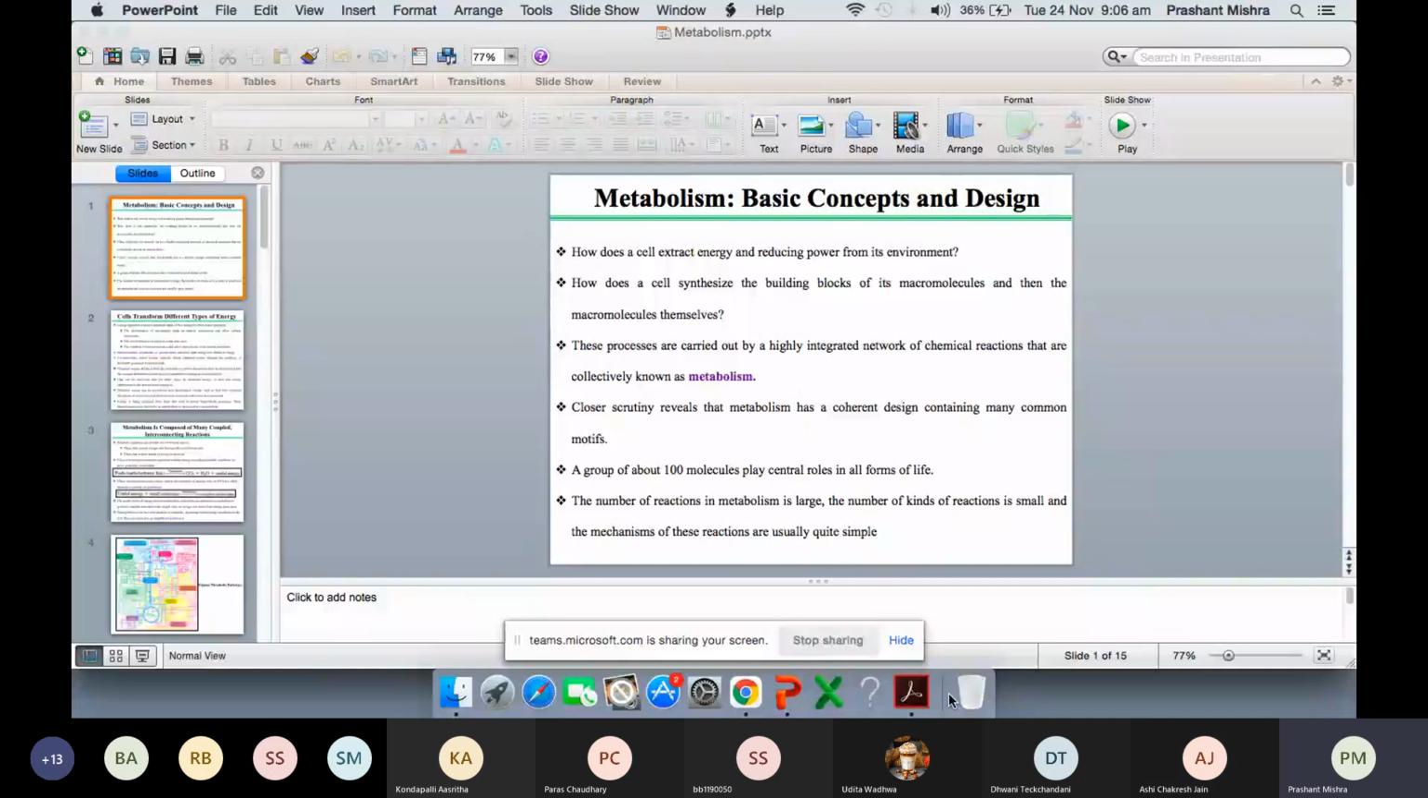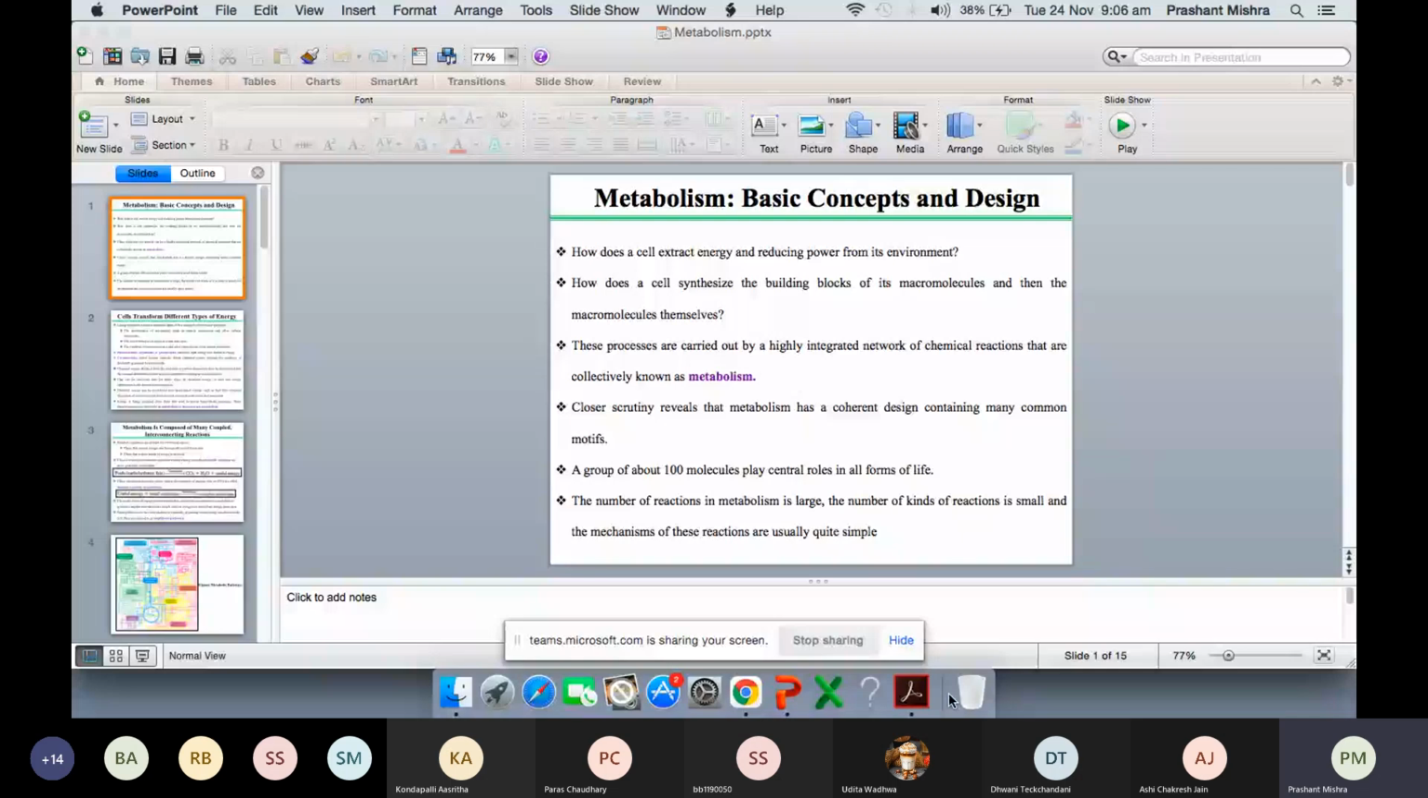I'm going to start a new chapter. It is about metabolism. So far you have studied the individual macromolecules. You have learned about the specific functions of the molecules. You have looked at how the cell can transport the molecules across its membrane. Now we are going to move on to a network of reactions which are happening inside the cell. So we are going to talk about metabolism. Here we are going to focus on basic concepts and design.